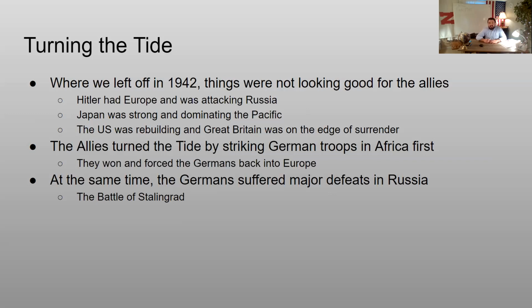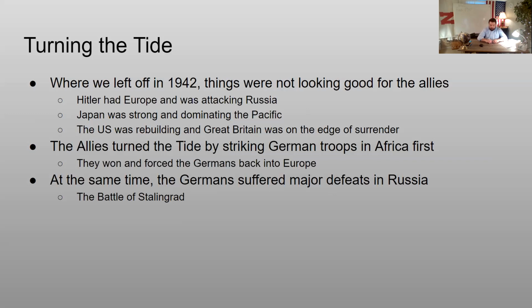And the United States was still trying to rebuild and really get going after the surprise attack on Pearl Harbor. Great Britain, at the same time, was on the edge of surrender. Guys, things were not looking good for the Allies in 1942. But that's when we really see things start to turn around. The United States jumps into the war in late 1941. We start seeing these changes, and that's why we call this turning the tide.